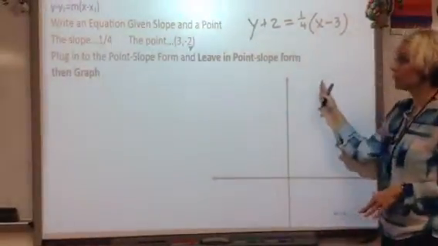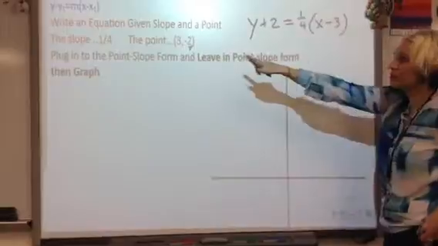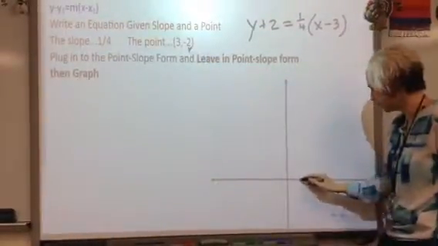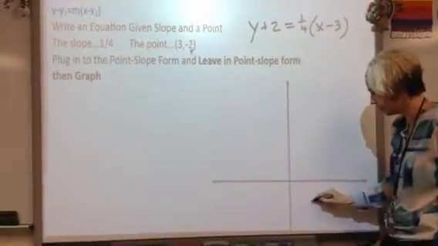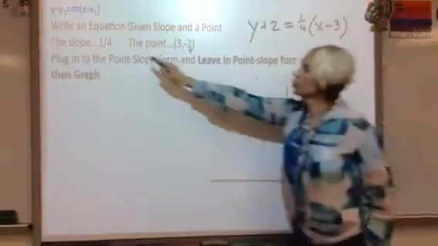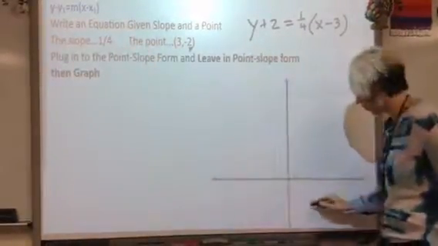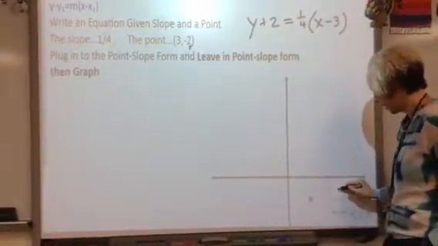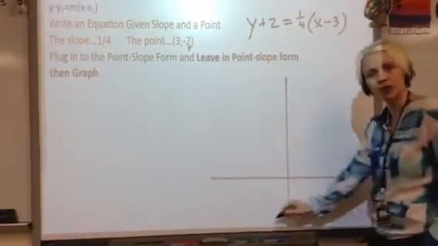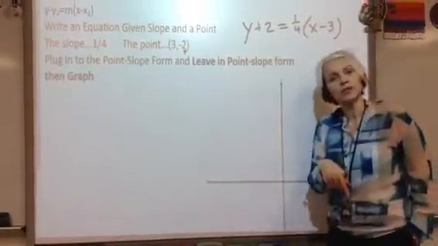And then to graph it, what you can do is you could take this point, (3, -2), right here, graph that, and then we're going to rise 1, run 4. And then you would connect that with your ruler and draw your line, okay? Try the example in your notes.